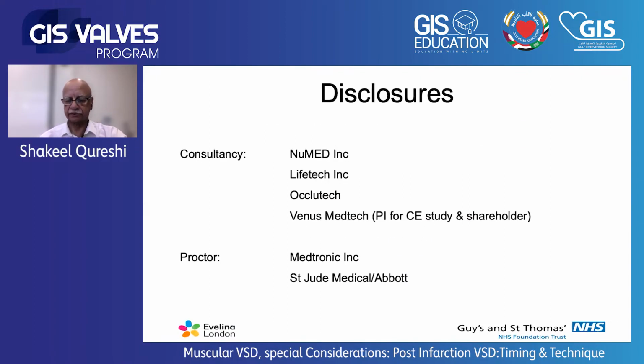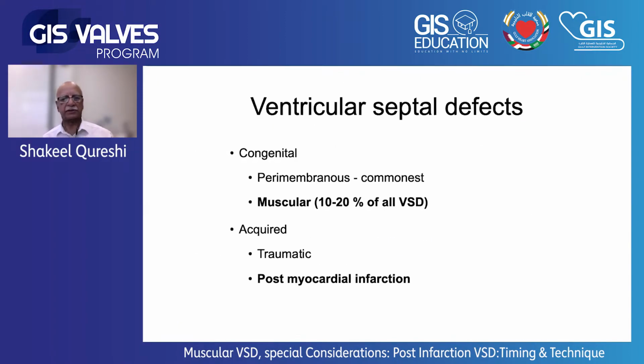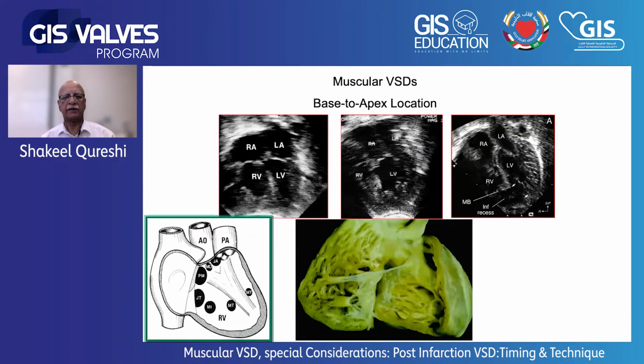These are my disclosures. The ventricular septal defects, the majority of them are congenital, and the majority of these are perimembranous. About 10 to 20% of all the VSDs are muscular. Less frequently seen are the traumatic acquired ones or the post-myocardial infarction ones. The VSDs, especially the muscular ones, are classified into different areas of the septum. They can be from base to apex: in the inlet part, in the mid septal or mid muscular part, and towards the apex.